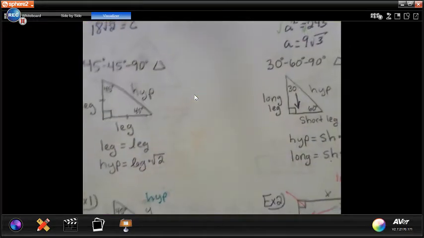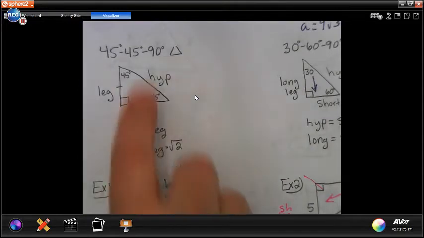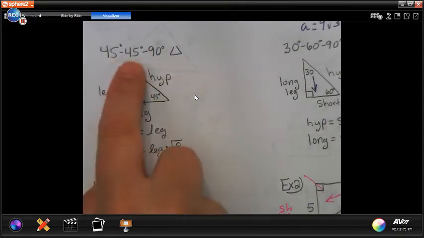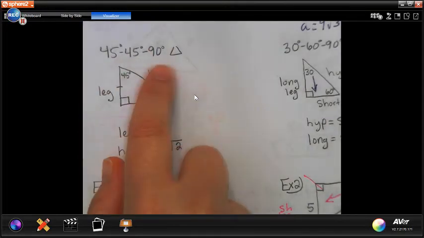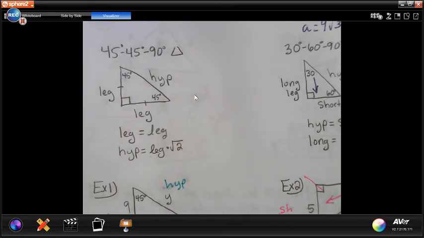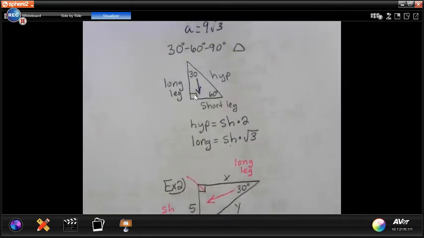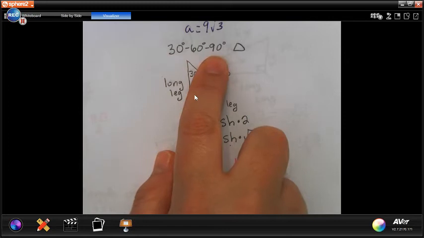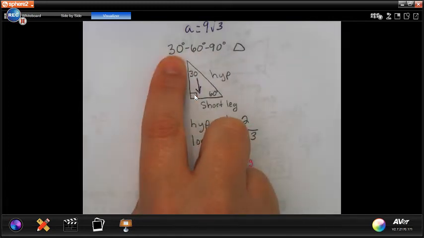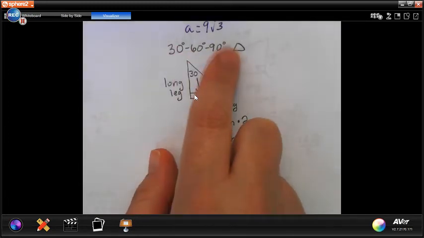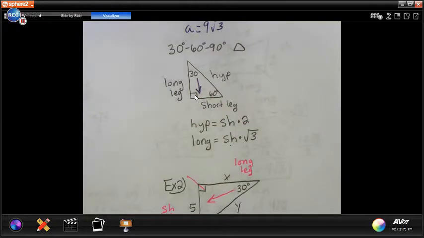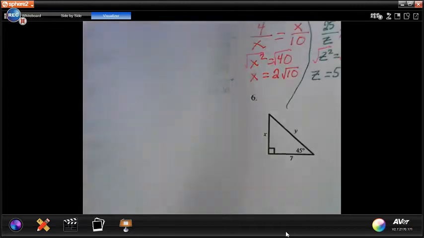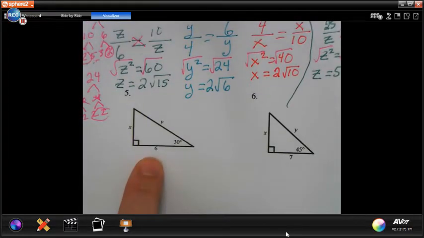In my video, there were 2 special right triangles. There's a 45, 45, 90. Notice none of those numbers are 30. And there is 30, 60, 90. There's a 30. So if you have a 30-degree angle and a 90-degree angle, then your other angle would be 60 degrees. So this right here is a 30, 60, 90-degree triangle.